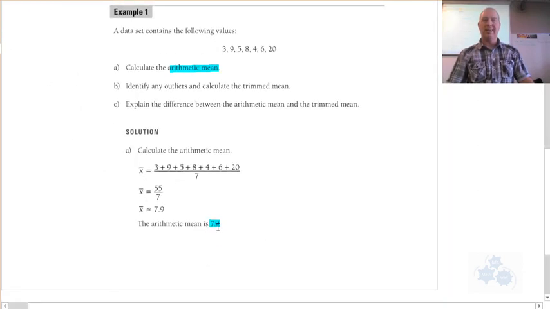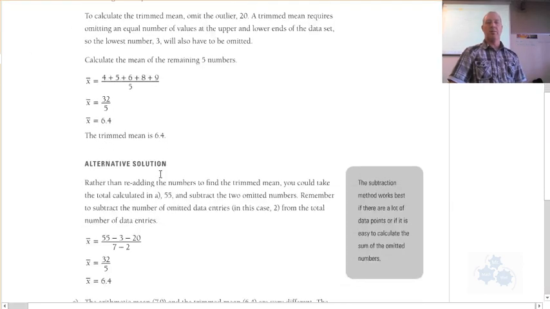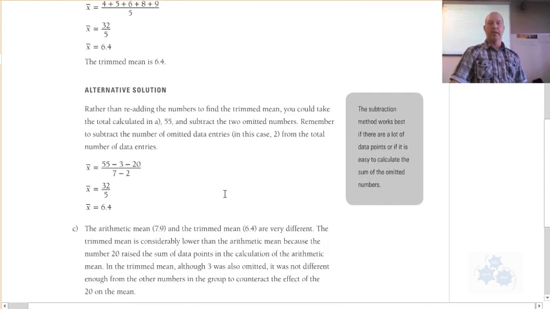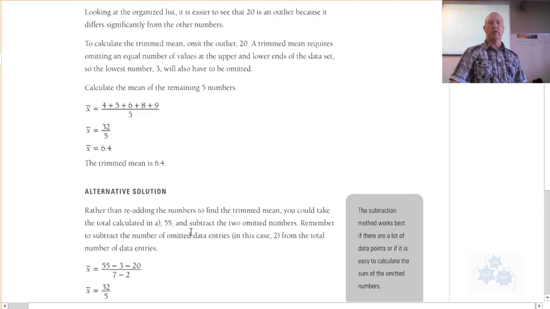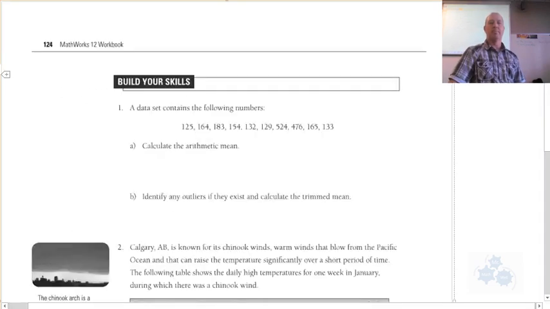So what was the other one? The other one was 7.9. So that's quite a significant difference. Okay? 6.4 looks like a better representation probably of these numbers anyways, right? 7.9, I mean, that's pretty high actually. So that gives us a better picture. Okay? Now I won't do the alternate solution to confuse you, but you can read this a little bit later if you want. It's just a different way of accounting for it. So let's do some questions together.